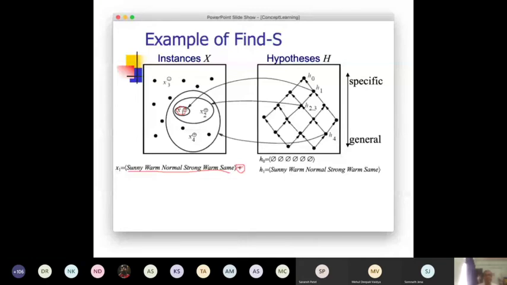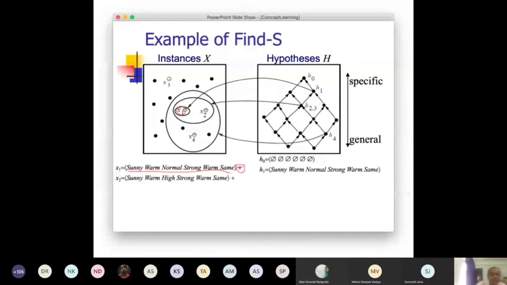Next, I will get another positive example. Can you tell me what should be the next one from H1? Only the third one should be a question mark, because you see that here this is high, and this normal is not satisfying this condition.